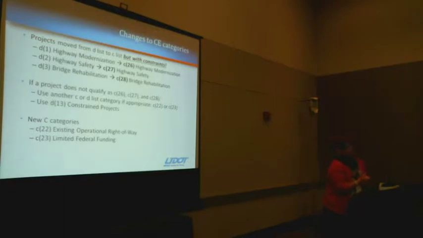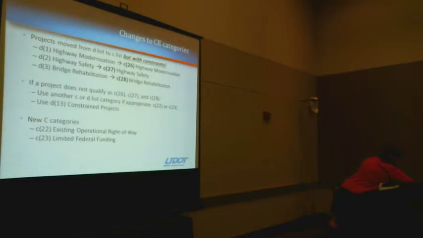So with MAP-21, FHWA was tasked with doing some environmental streamlining measures. What they did is they created some new C-list categories to increase the number of projects that would require less documentation and review. They also took some projects that were on the D list and moved them to the C list. It didn't make a huge difference for us here in Utah since we treat everything on the C and D list the same. But for states that do treat them differently, that was an additional streamlining measure.